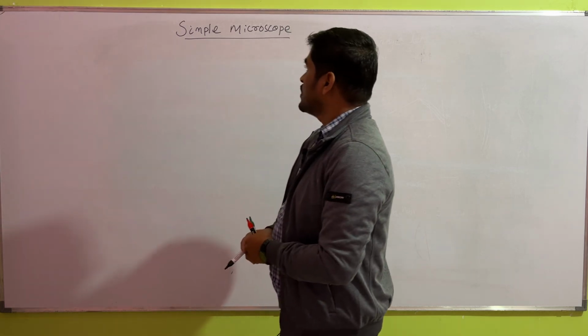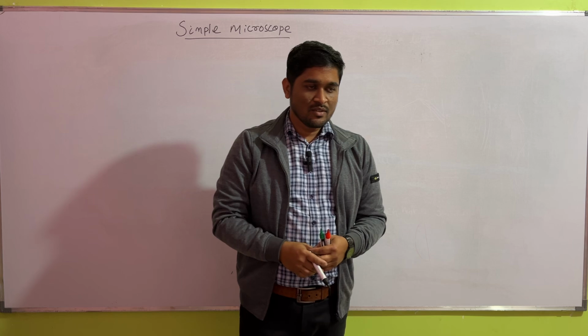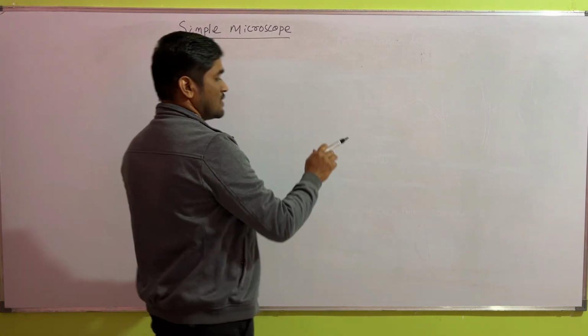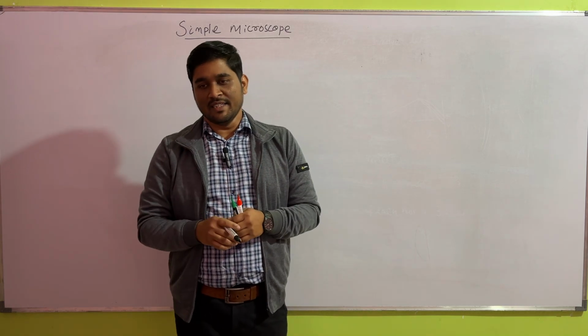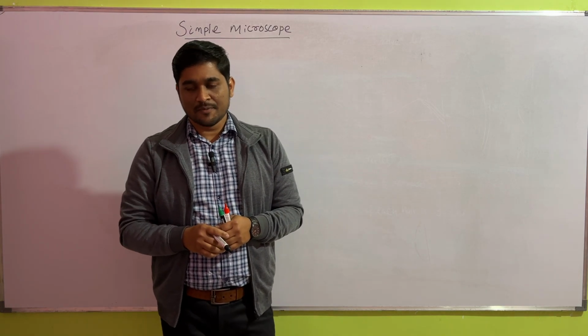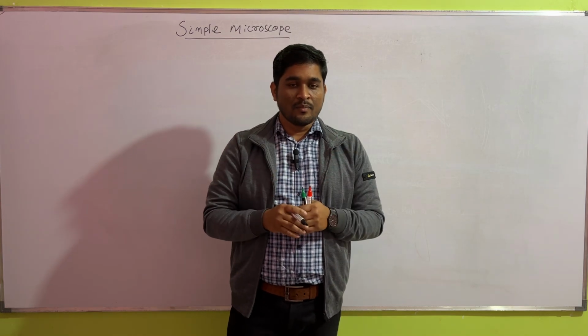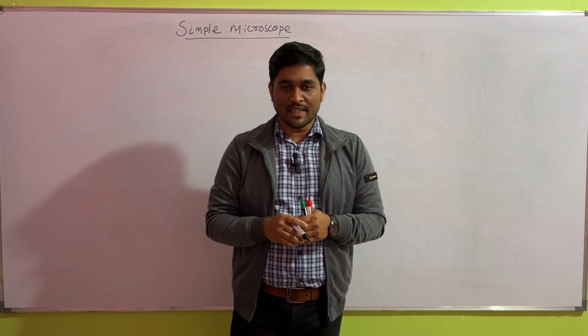So, in the image formation by a convex lens, we have already discussed that when the object is placed close to the lens, in that case you can find a magnified, virtual and erect image.